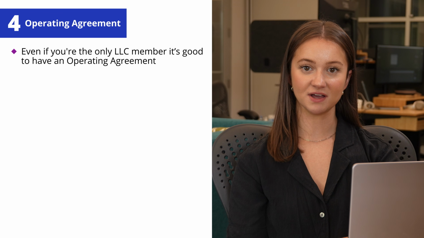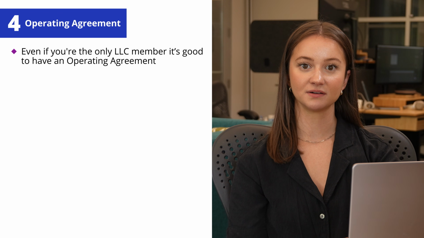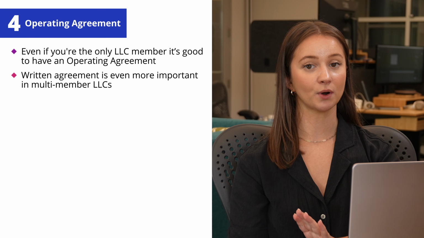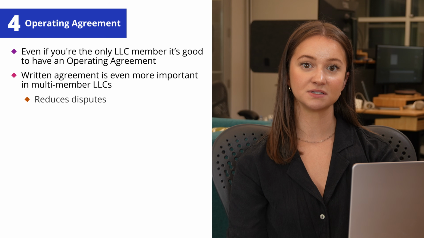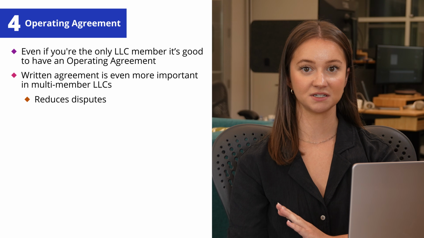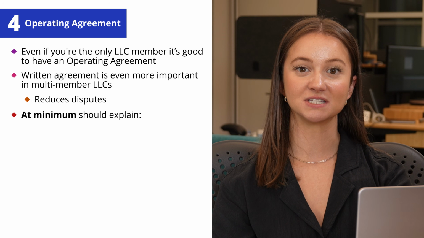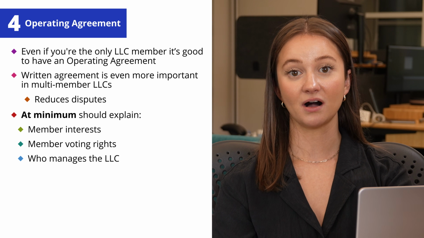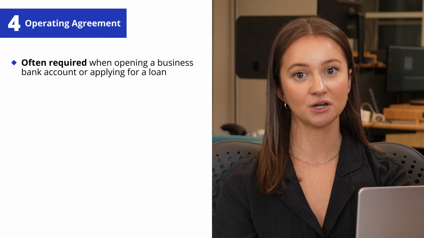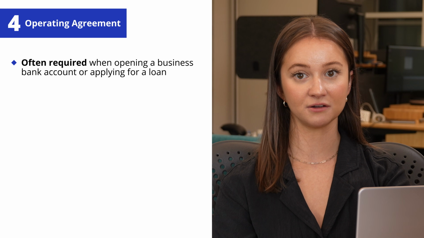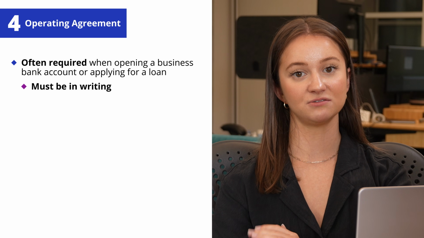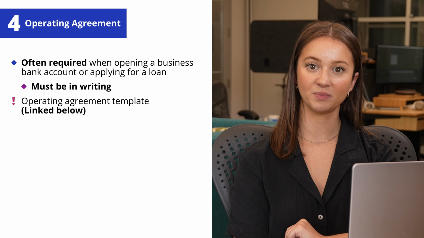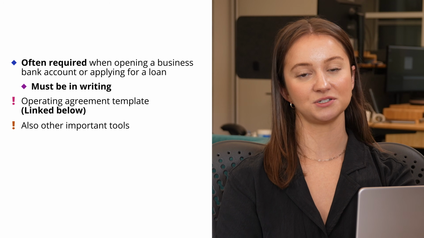Even if you are the sole member of the LLC, it's a good idea to have a written operating agreement. It will distinguish your business from a sole proprietorship. In a multi-member LLC, a written agreement is even more important. A written agreement is likely to reduce disputes since its terms can be established with greater objectivity. At a minimum, the written operating agreement should spell out membership interests and members' voting rights, as well as who is going to manage the LLC. Also, note that a copy of the operating agreement is generally required when opening a business bank account or applying for a loan. That's only possible if the agreement is in writing. To help you put together an operating agreement, we've provided a free template on our How to Start an LLC in Ohio page. At the bottom of the page, you'll find a link to other important tools.